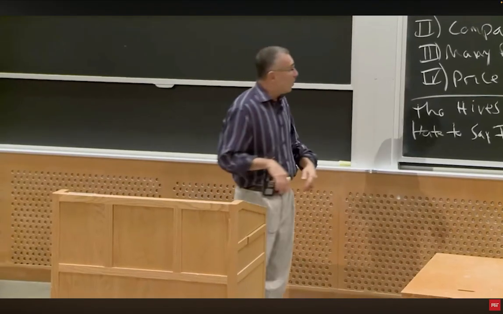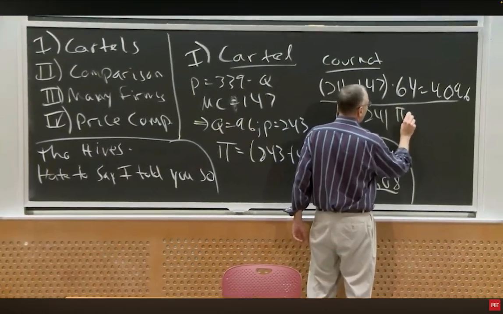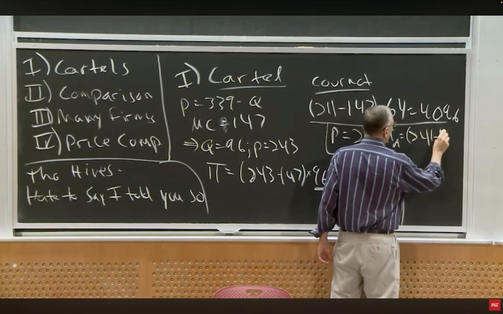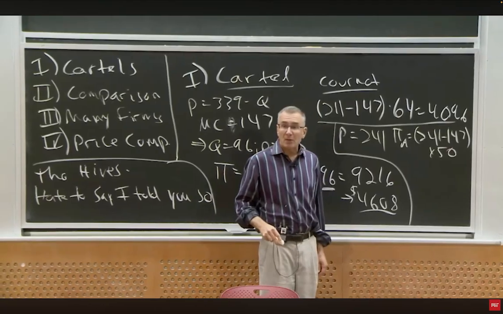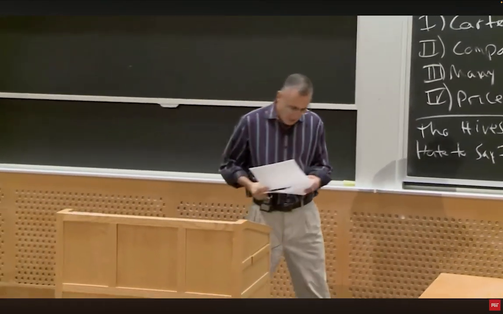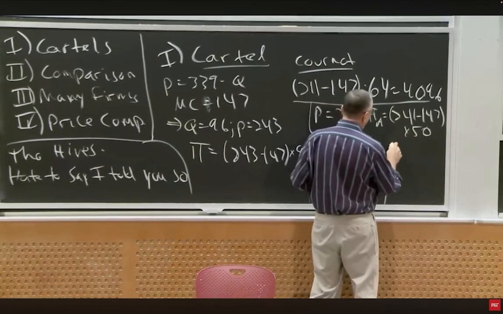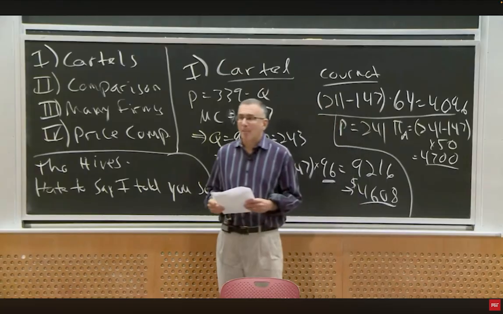What does American make in profits? Well, the profits for American are 241 minus 147 times 50, because they're doing 50 flights now. That's their new profits. The price has fallen, but they're flying 50 flights, and so they get new profits of 4,700. Their profits have gone up by cheating.